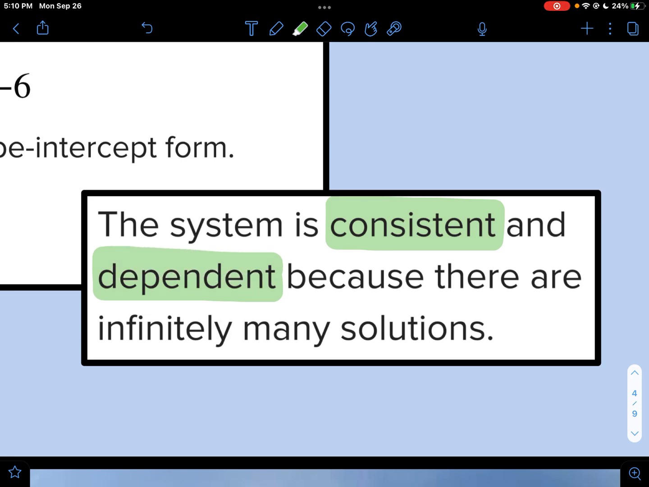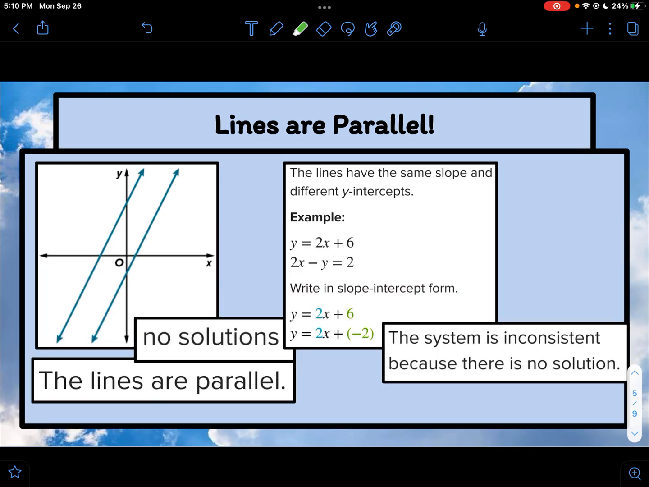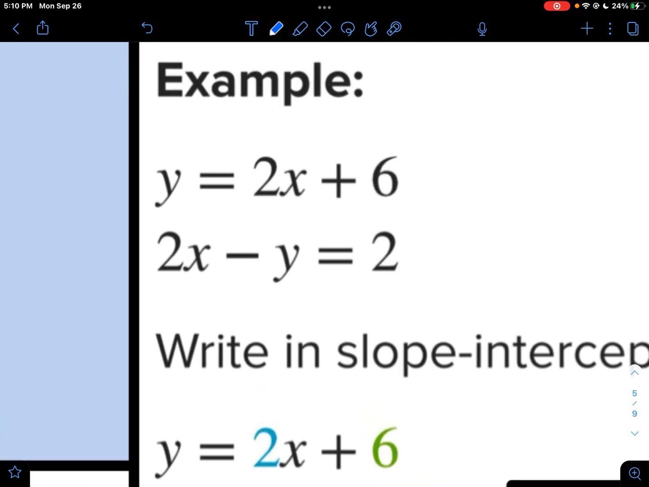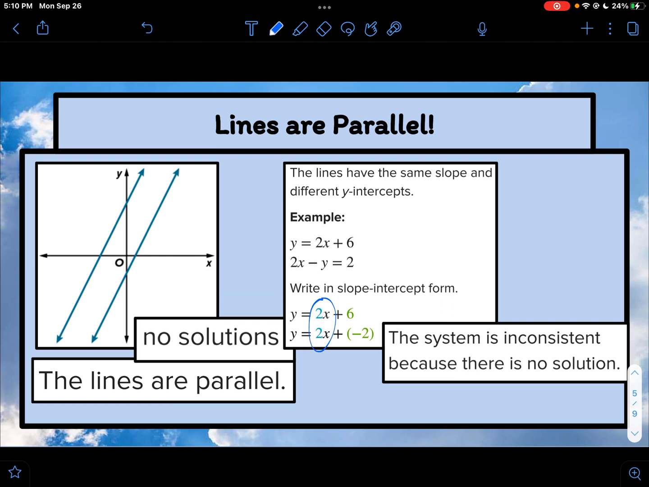Consistent and dependent. Okay. And here the third possibility is the lines are parallel. This is another case where they don't really look identical. Well, they kind of look the same, but you don't know about negatives, positives, all that jazz. So when we put these into slope-intercept form, the slopes are the same, okay? These lines have the same slope and different y-intercepts.